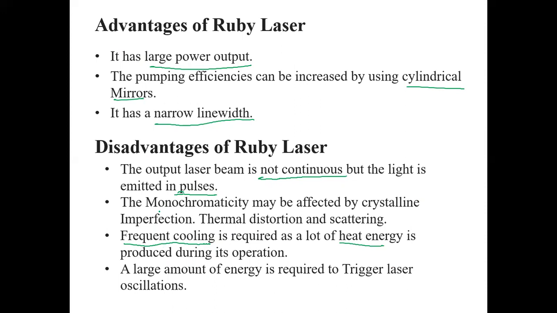We have another disadvantage, the monochromaticity. The monochromaticity may be affected by crystalline imperfections, because we use a solid material. What is that solid material? Ruby crystal. The crystal has many imperfections, and we already know Schottky and Frenkel defects. Due to these defects, the monochromaticity is affected.